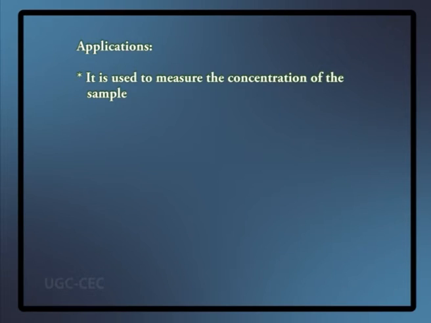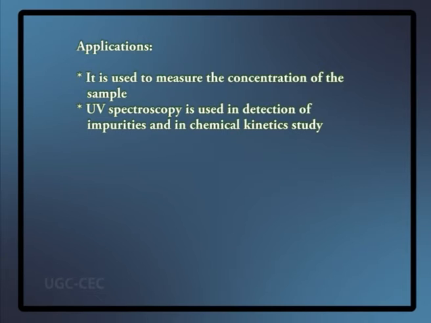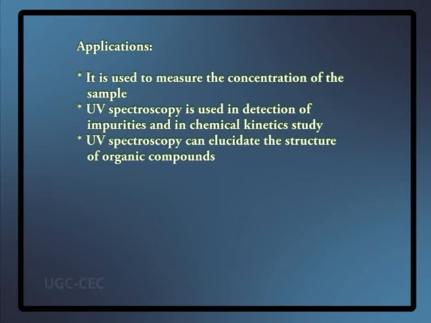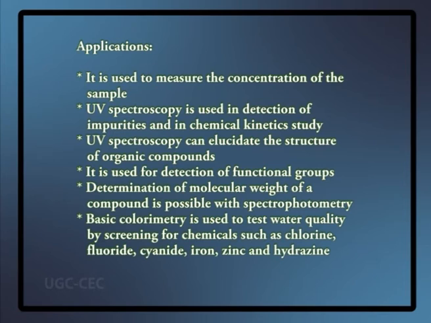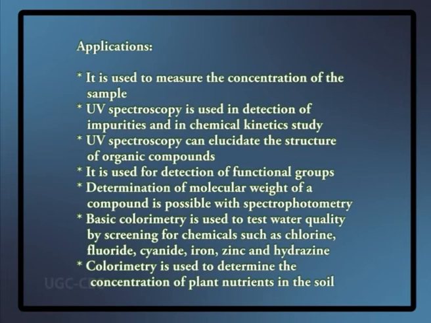Applications. It is used to measure the concentration of the sample. UV spectroscopy is used in detection of impurities and in chemical kinetics study. UV spectroscopy can elucidate the structure of organic compounds. It is used for detection of functional groups. Determination of molecular weight of a compound is possible with spectrophotometry. Basic colorimetry is used to test water quality by screening for chemicals such as chlorine, fluoride, cyanide, iron. Colorimetry is used to determine the concentration of plant nutrients in the soil, etc.